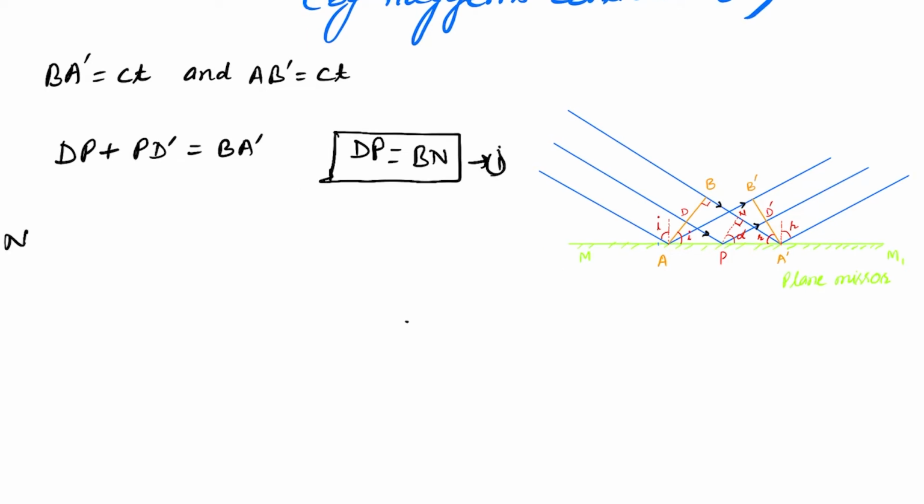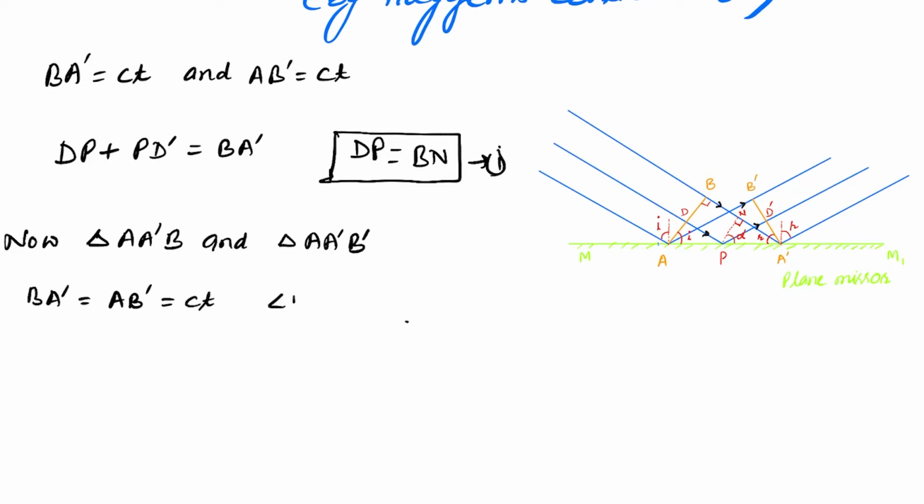Now triangle A dash B and triangle A dash B dash are congruent triangles because BA dash is equal to AB dash, which is equal to CT, and angle B is equal to angle B dash, that is equal to 90 degrees.